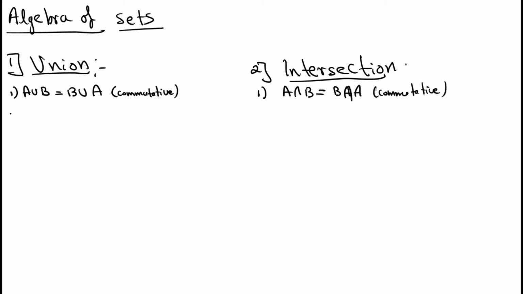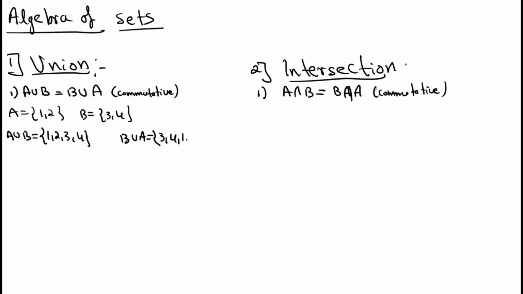For example, see, A is equal to {1, 2}, B is equal to {3, 4}. What is A union B? A union B is equal to {1, 2, 3, 4}. What is B union A? B union A is equal to {3, 4, 1, 2}. In roster form, order is immaterial. You can write it as {1, 2, 3, 4} also. So A union B is equal to B union A.